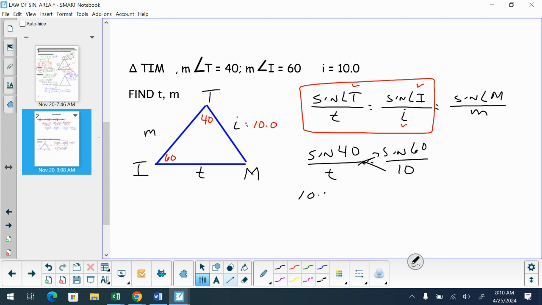We have 10 times the sine of 40 is equal to t times the sine of 60. We want to solve for t. We've got multiplication by the sine of 60. So to get rid of that multiplication, we have to do what, Zach? How do we get rid of multiplication? Divide. So we cross multiply and then we divide.